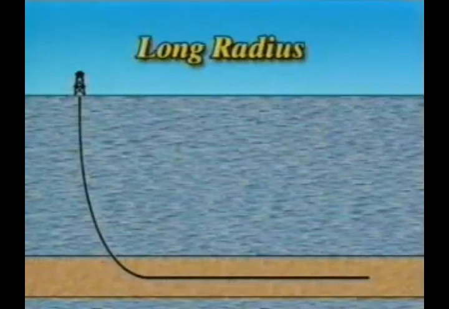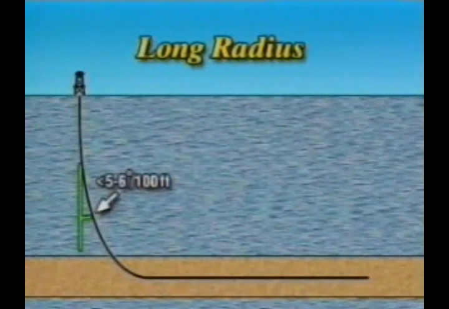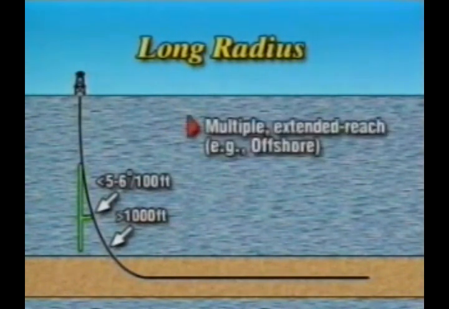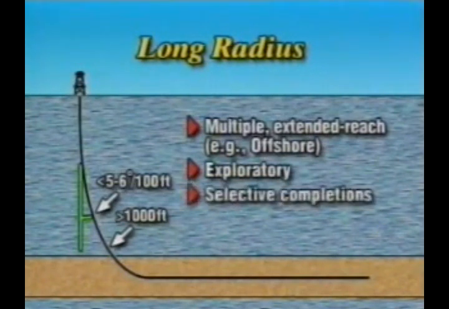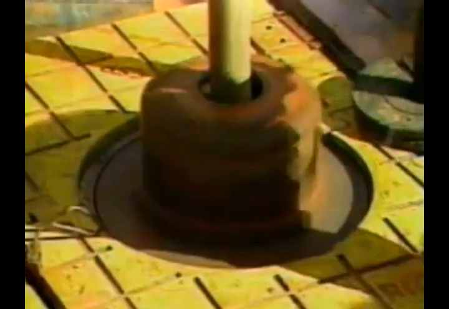The most critical issue in assigning a radius to a given well is to select the curvature that results in entering the target zone at the most favorable point. A long radius well has at least one section where the build rate is less than 5 or 6 degrees per 100 feet, and the build radius is 1,000 feet or more. Long radius applications include drilling multiple extended reach wells from offshore platforms or other single surface locations, drilling exploratory wells over long intervals, and selective completions requiring zonal isolation.